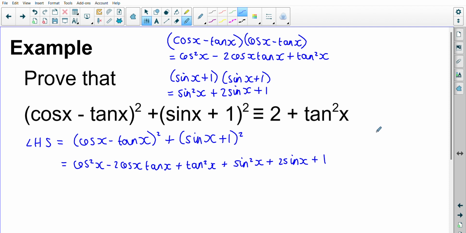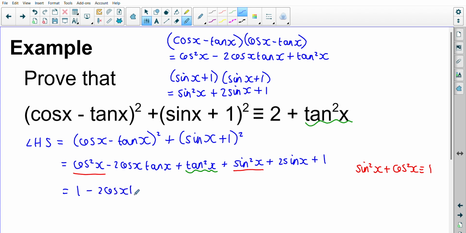I'm thinking about what I can do from here. I want a tan squared x. I've got a tan squared x here. I want a 2. I haven't currently got a 2. But I have got a sine squared x and a cos squared x. And even though they're not together, I can still use this identity. So those two are going to equal 1. You can write them together if you want, but I'm just going to put 1 there. Those will be replaced with 1.